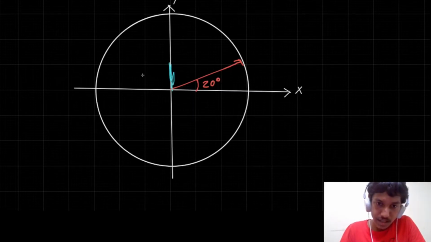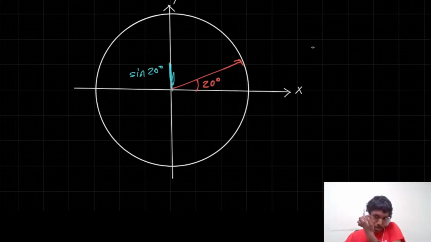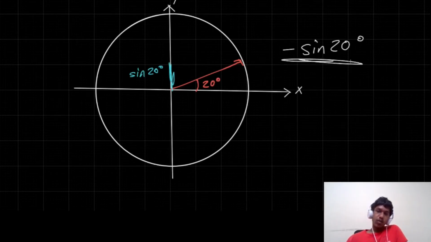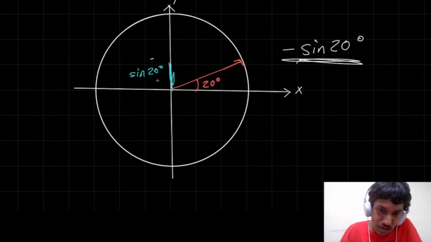And we said this was sine 20 degrees. Okay, so now let me ask you a question. What is negative sine 20 degrees? Not what is the exact value, but what does it look like on this unit circle? Well, sine negative 20 kind of looks like this, right?